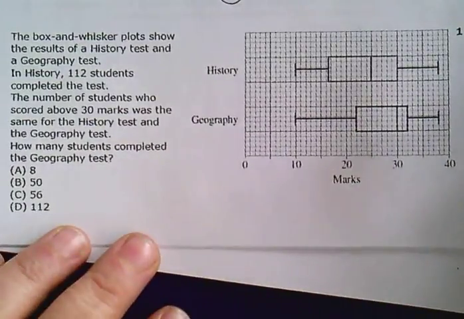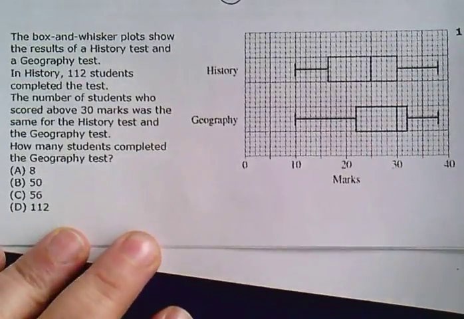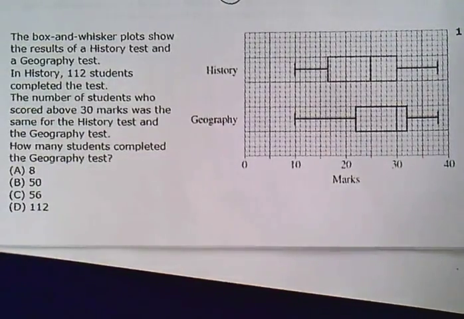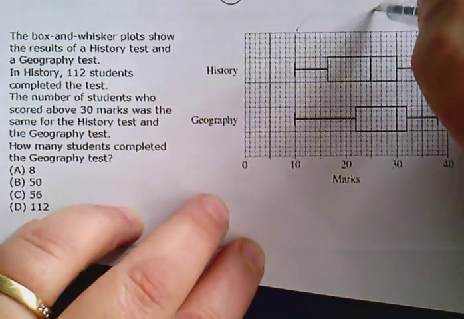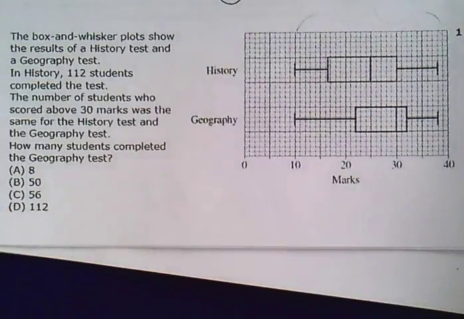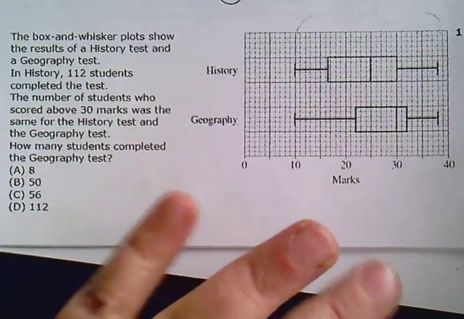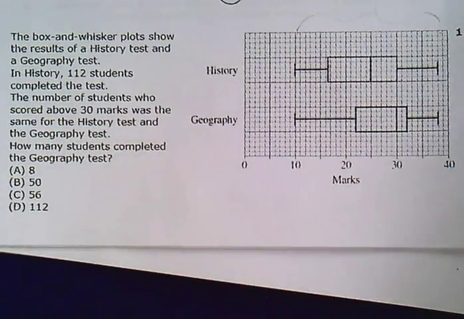Let's have a look. Multiple choice as well. Just doing the multiple choice ones first. The box and whisker plots show the results of history and geography. History first, geography there. In history, 112 students completed the test. Now, if all of that's 112 students, isn't each section a quarter of the kids? Do you get it? What's a quarter of 112?